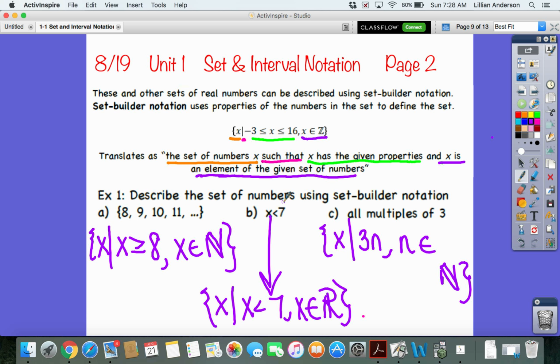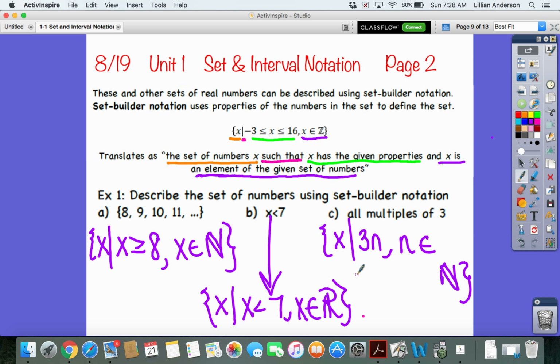B are the ones that I love, because basically whenever they give you an inequality, that inequality actually is the given property. That's the part that follows the vertical bar. So we write this as the set of x, so curly bracket x, the set of x values such that x is less than 7. And now x is going to be an element of all real numbers, because we're talking about all the numbers that are less than 7.